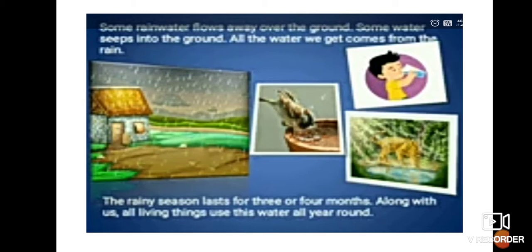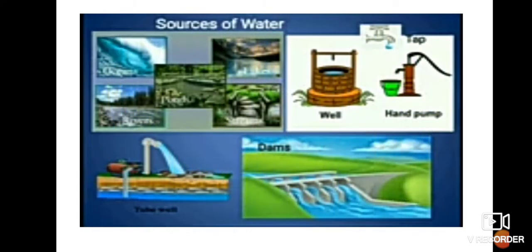All the water we get comes from the rain. The rainy season lasts for 3 or 4 months. Along with us, all living things use this water all year round. If we do not store water, we will not have enough water for our needs. That is why we have to save water. Water must be used economically. So in this lesson, we will see different ways of storing water.